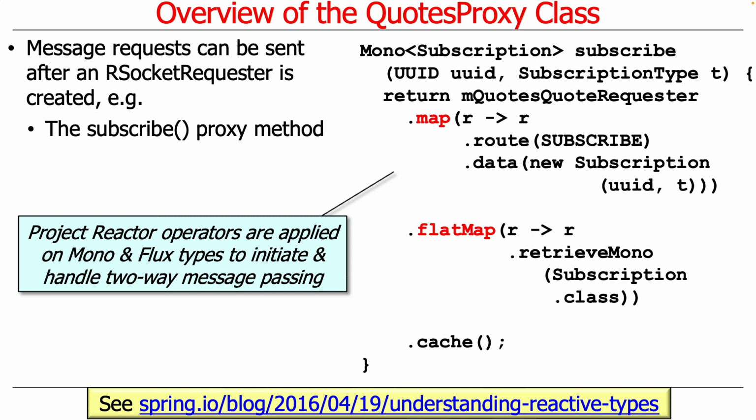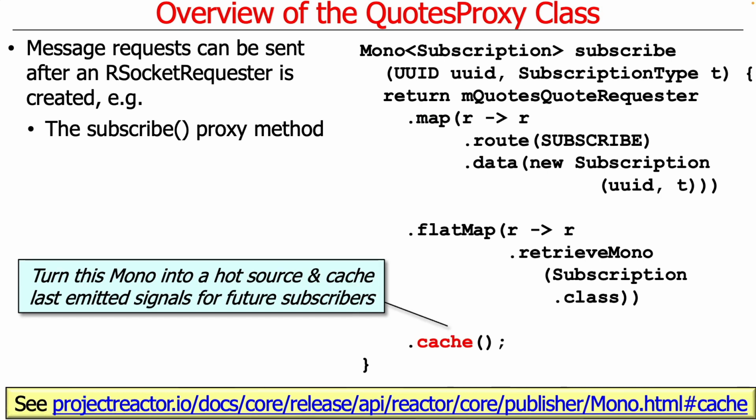And you can see how we use the various Project Reactor types like map and flatMap in order to coordinate those interactions. And we also have this interesting feature that's part of Mono called cache. And what this says is turn this Mono into a hot source and cache the results. So anytime somebody comes along and asks for something for this particular subscription, return that result.